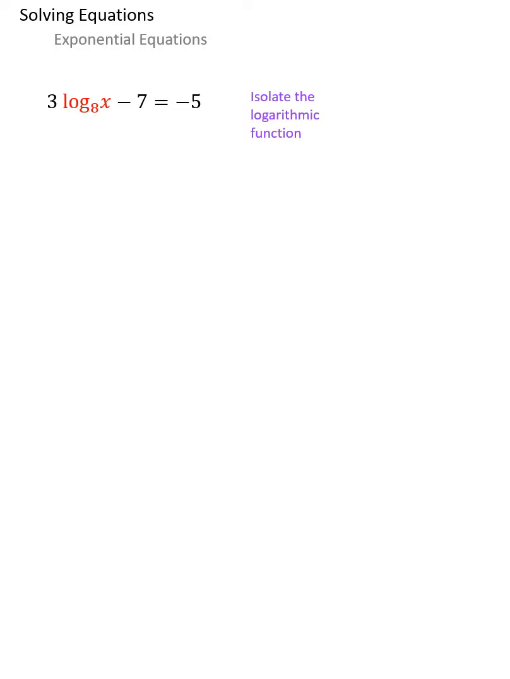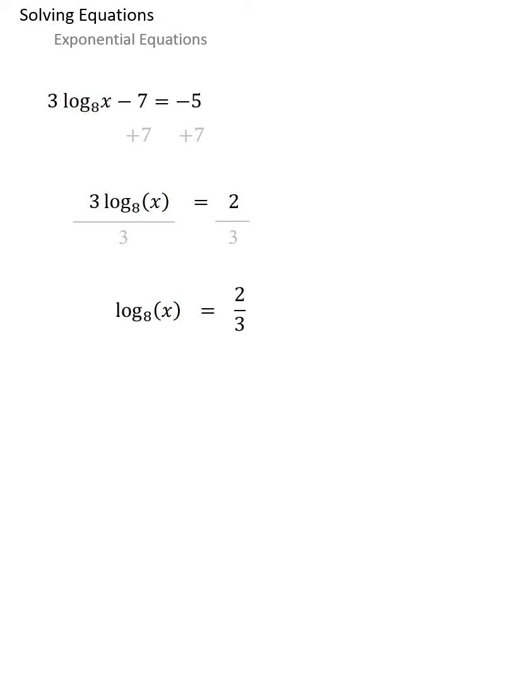So in order to isolate the logarithm, we'll do all of the basic algebra that one would normally do. First, let's add 7 to both sides. This will cancel out the minus 7. And then, because the logarithm still isn't isolated, let's divide both sides by 3 to isolate the logarithm. Now you'll notice that the logarithm has been algebraically isolated, and now that it has, we're ready to convert to exponential form.